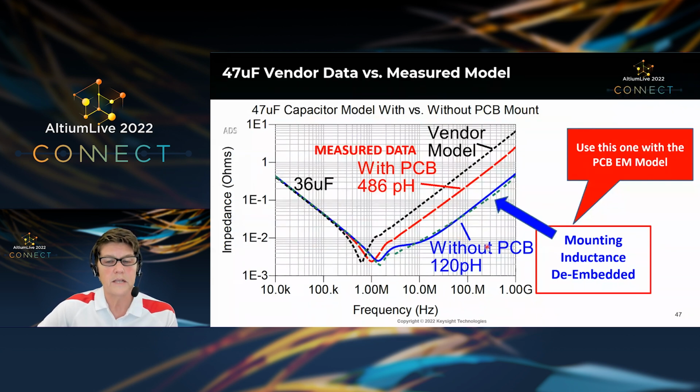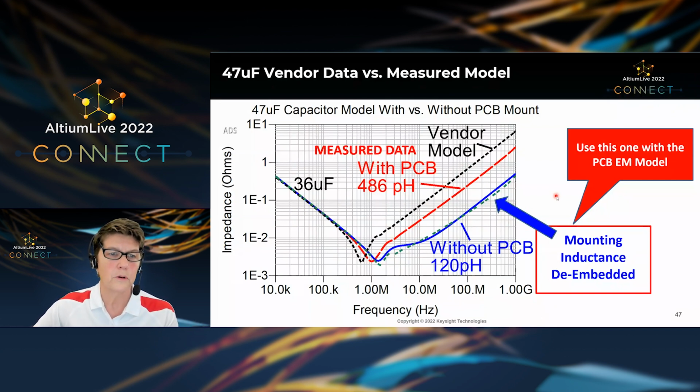What that does in my simulation is provide me with a best case scenario, and then I can always add some ESL back into my model to see what it does to my power integrity ecosystem simulation. But it would be much worse to double count that inductance and just use the vendor model without looking at that. So just a suggestion there.